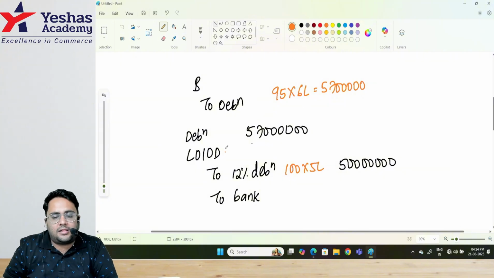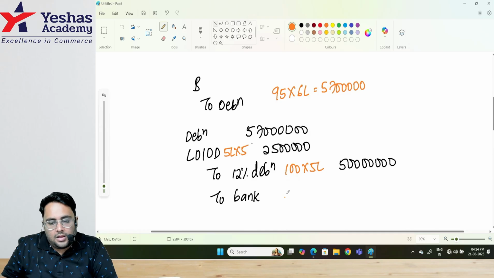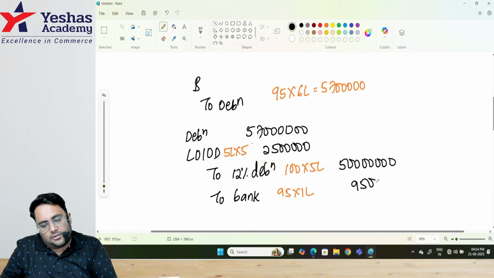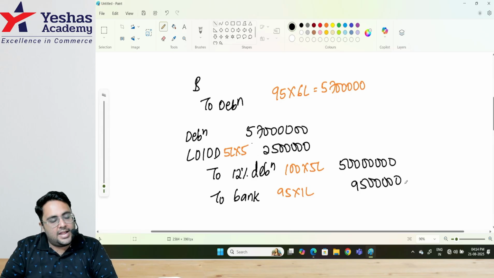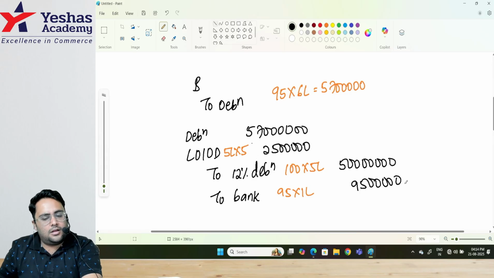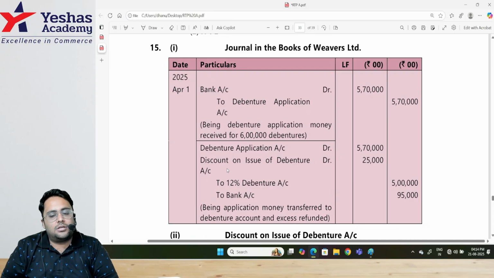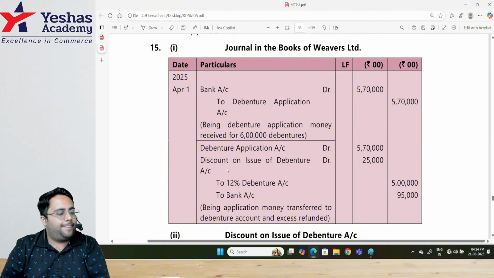Loss on issue of debenture, how much? 5 lakh debentures into 5 rupees, 25 lakh. Refund, 95 rupees into 1 lakh debentures. Check if the debit and credit are matching, yes or no. Is there any other entry? No, sir. So you can look at it on the board a little more neatly. Bank to debenture application, discount to bank to 12% debenture. Is that clear? That's the first part.